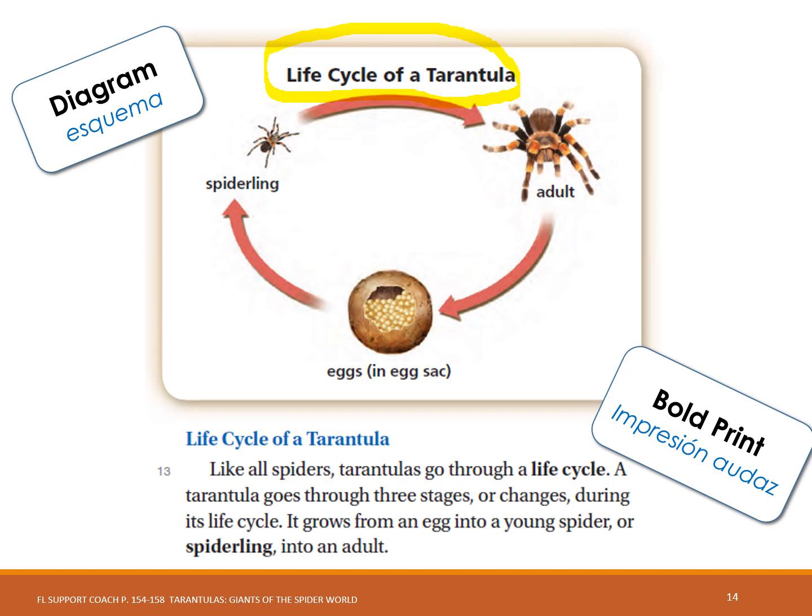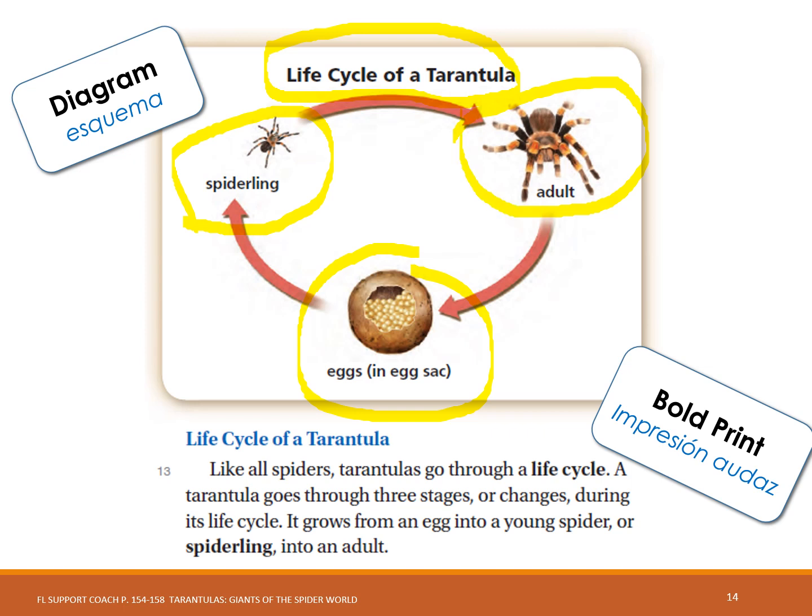So there are the eggs in the egg sac. Then there is the spiderling. Interesting. And then we've got the adult tarantula. And there we go. Now, continuing on this page, we've got a heading right here which actually matches the title. So we know that this diagram goes along with the life cycle of the tarantula, which means this next section is going to give us some more detail about that.